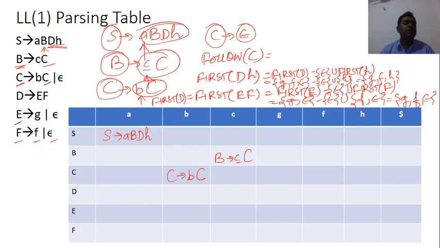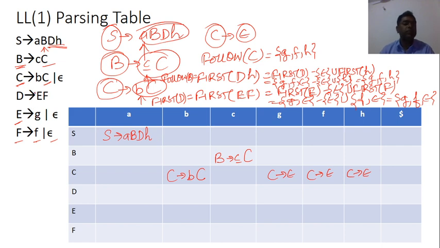And why am I finding first of DH? Follow of B is first of DH. So it is equal to follow of B. And you know that follow of C is follow of B. So what will be follow of C? That is G, F, H. So where do I have to insert this production C derives to empty? In the C row and G, F, H column. That will be C derives to empty. F, C derives to empty. And H, C derives to empty.